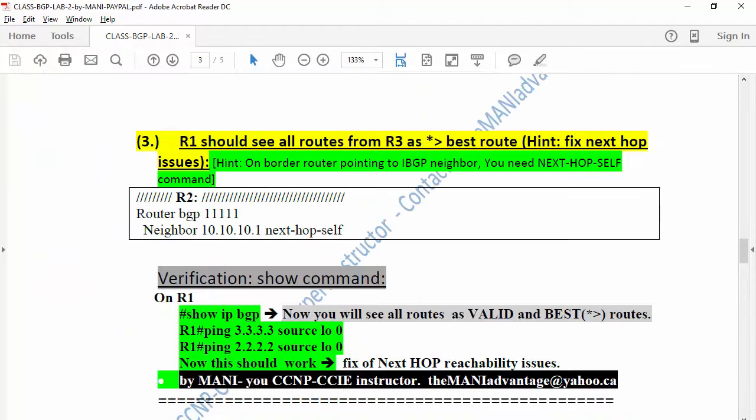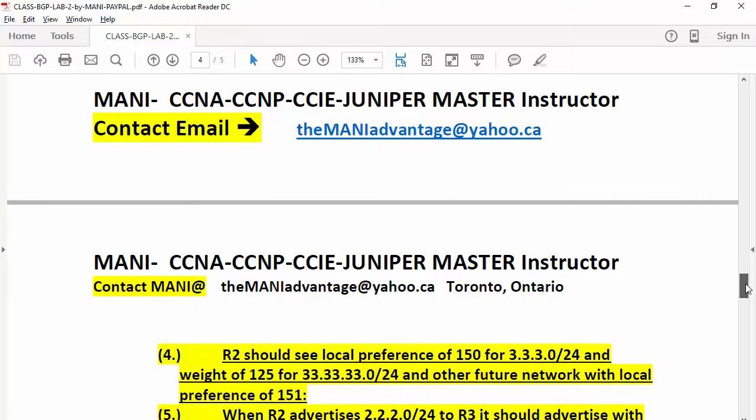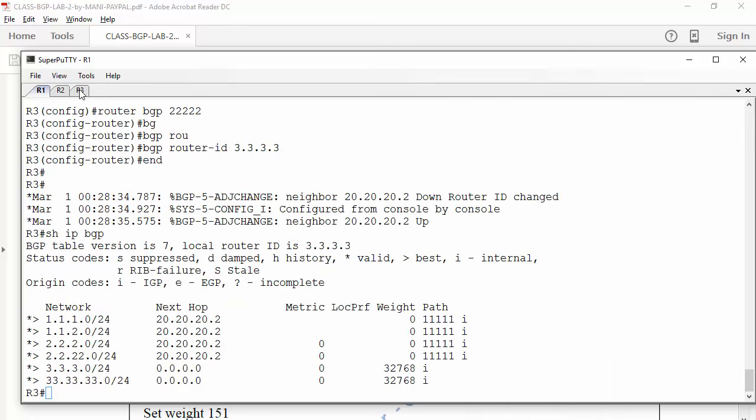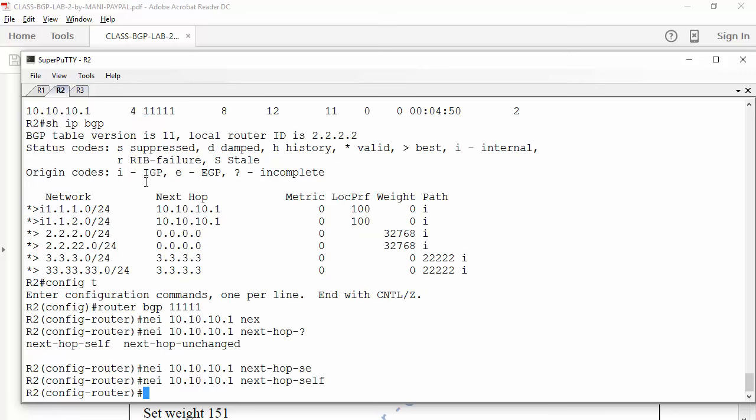So guys, we'll go through the flow. Okay, I think this is the next one, 4 and 5. So right now if I type show ip bgp on router 1, we are going to check the prefixes 3.3.3.0, 33, 2. Those are the prefixes. On router 3, if I type show ip bgp, this is the default metric, default weight. So we are going to play with weight, local preference, and metric. Most of the commands are going to be on R2.